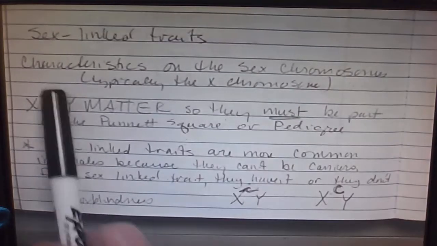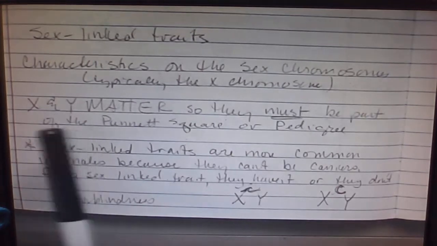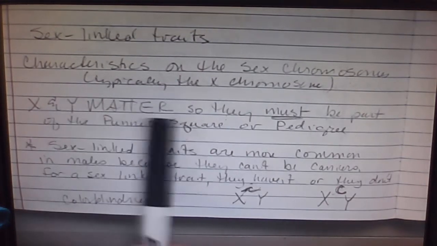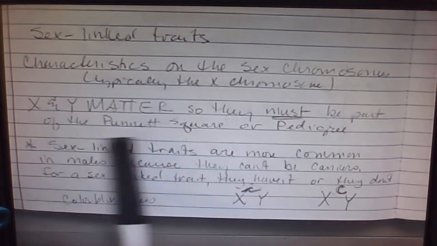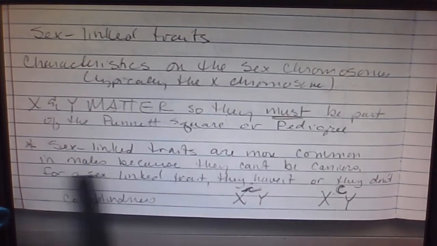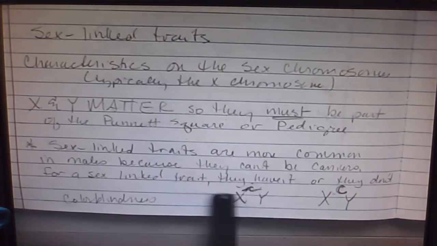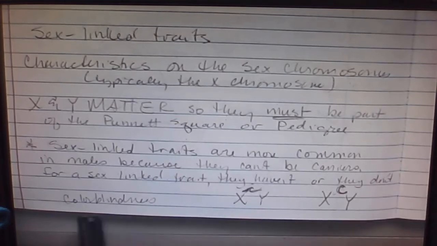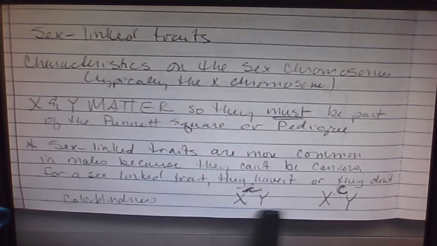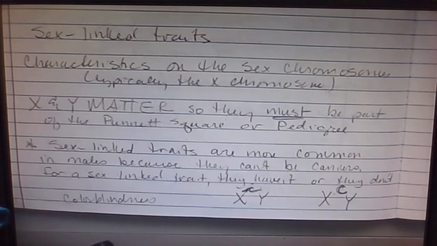Sex-linked traits are characteristics on the sex chromosomes, typically on the X chromosome. In this situation, X and Y matter, so they must be part of the Punnett square or the pedigree. Sex-linked traits are more common in males because they can't be carriers. For a sex-linked trait, they either have it or they don't. In this situation for color blindness, X and Y indicates male genotype. Capital C is normal color vision, lowercase c is colorblind vision.